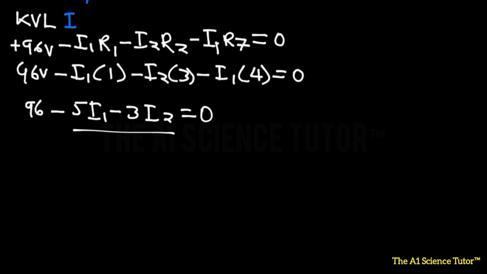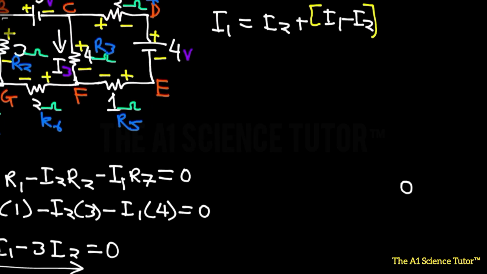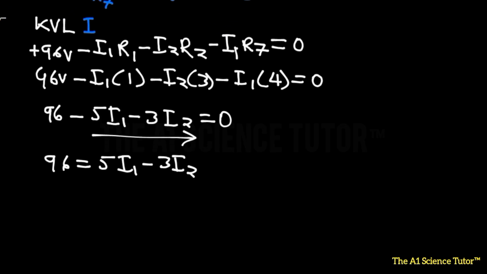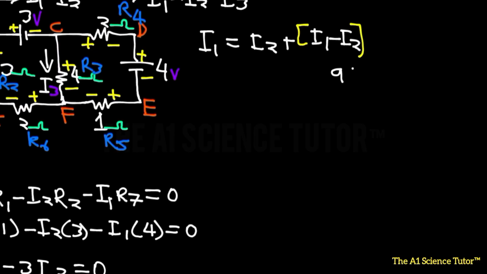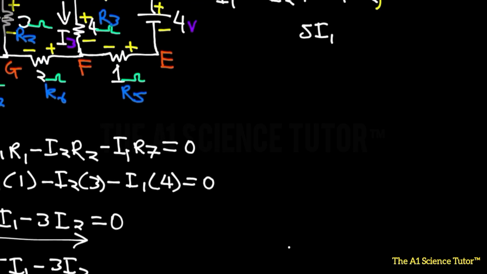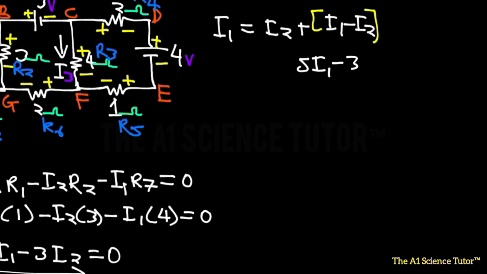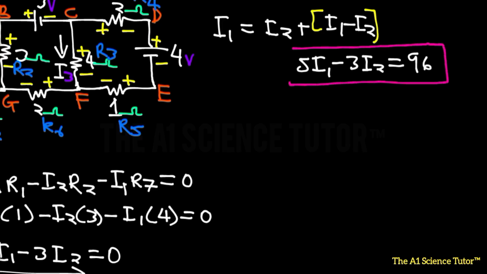Now I'm just really going to take these to the other side. So that will be 96, and this is going to be equal to 5I1 minus 3I2. So I'm going to write it out somewhere over here. Let's remember that. I think I'm going to write it this way: 5I1 minus 3I2, and this is equal to 96. So let's say this is our first equation.